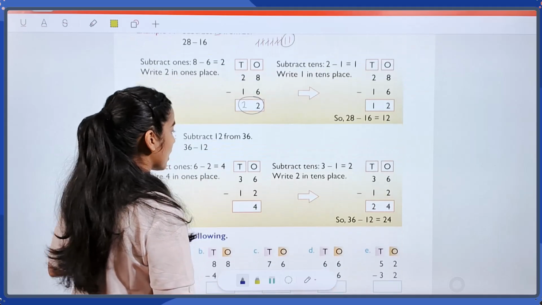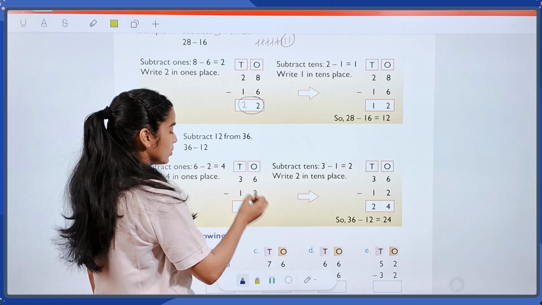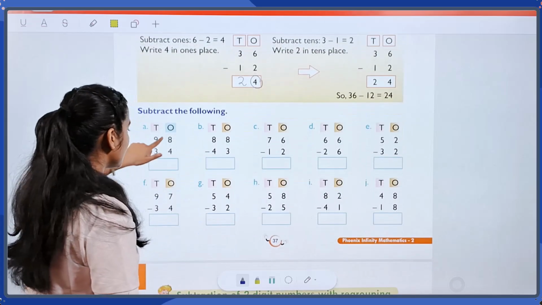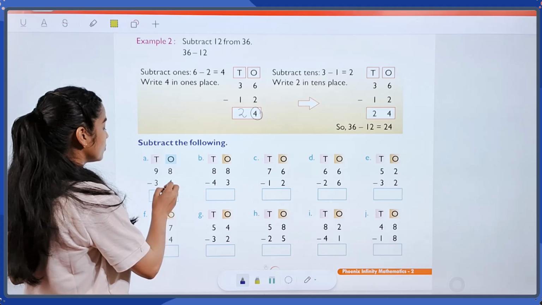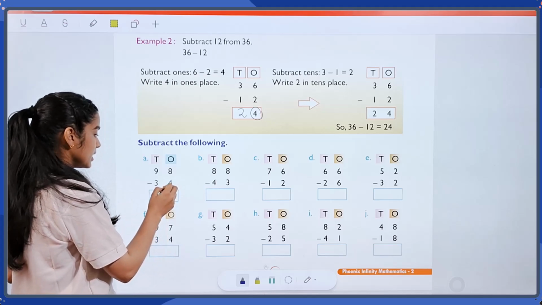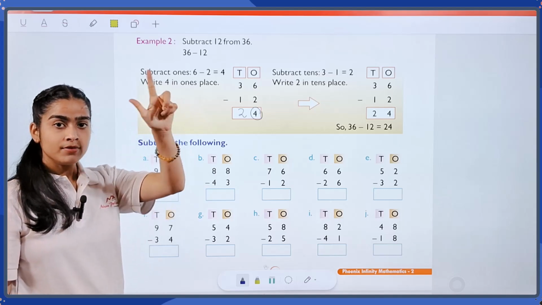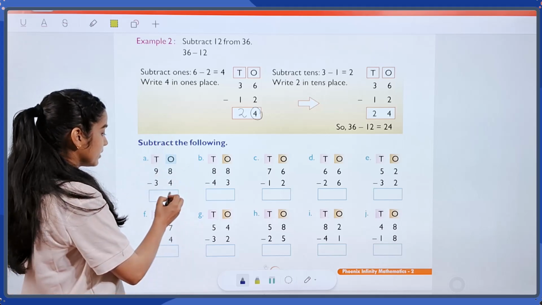So in the same way you have to solve without regrouping. 6 minus 2 is 4. 3 minus 1 is 2. Now we have questions. So 8 minus 4. You can start your counting from the number below till 8. So 5, 6, 7, 8. How many numbers do we have? 4. So we write here 4.